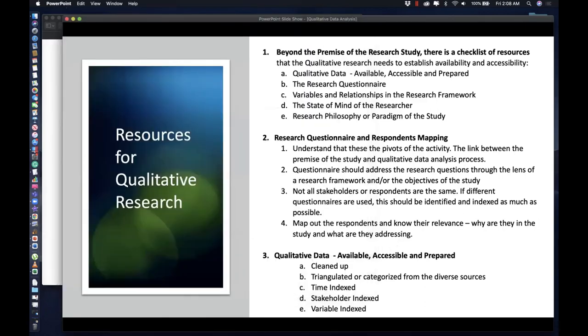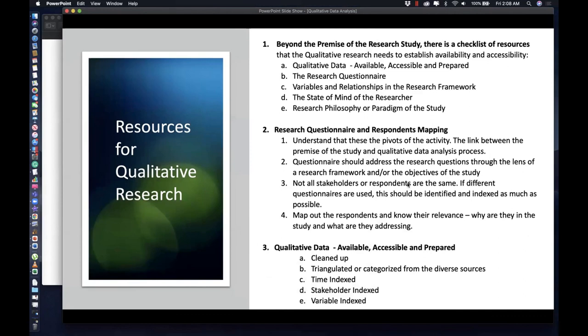So map out the respondents and know their relevance. Why are they there in the study? What are they addressing? Then I also argue that you should make the data ready for analysis. Clean it up. What I mean by clean it up is that not everything that the people said that you may have transcribed is needed. Sometimes there's a lot of noise in the data that was collected, a lot of interjections. So when you are transcribing the data, you have to clean those things up as much as possible, not interfering with the context of the responses and the tone of the responses. But you want to make sure that what is chaff and not needed shouldn't be captured within the transcription.